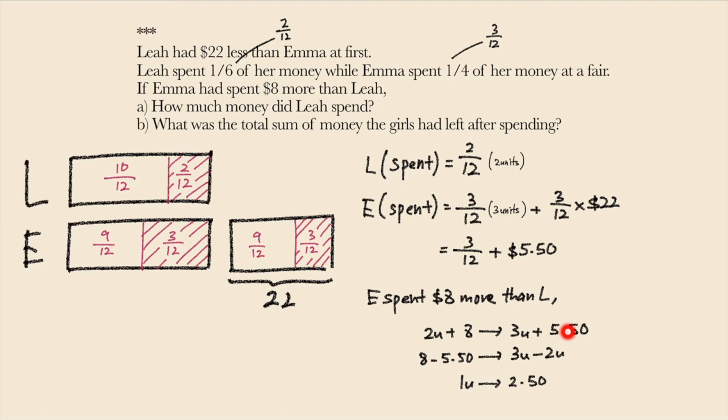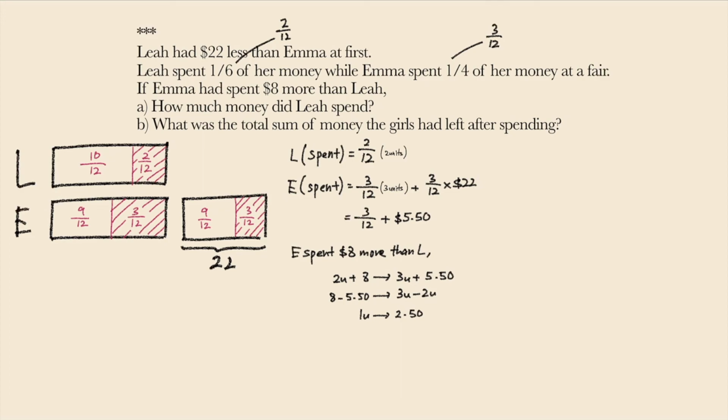So at this point, we're going to solve for 1 unit. This is 3u, keep it on the right hand side. 2u goes over, negative 2u. $8, keep it on the left. Positive $5.50, bring it to the left, negative $5.50. That means 1 unit is $2.50.